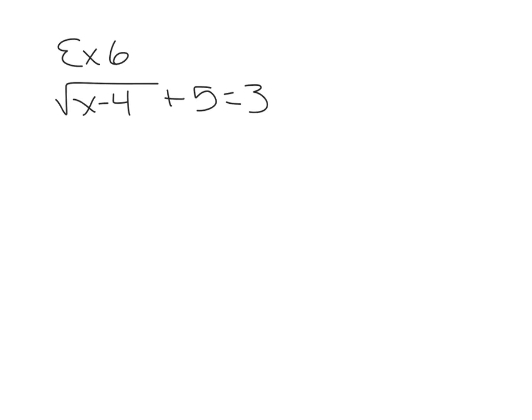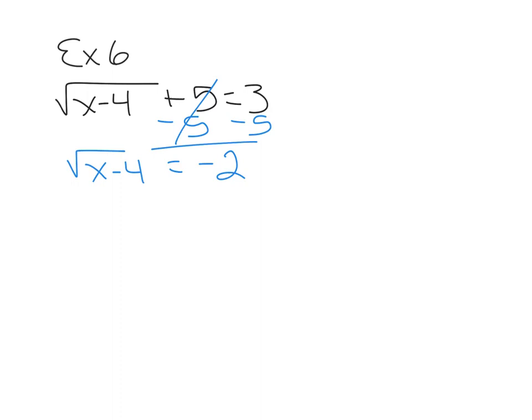All right, we're going to go to example 6, which says solve the square root of x minus 4 plus 5 equals 3. We need to isolate x. The first thing we have to do is get rid of this plus 5 by subtracting 5. So we have square root of x minus 4 equals negative 2.